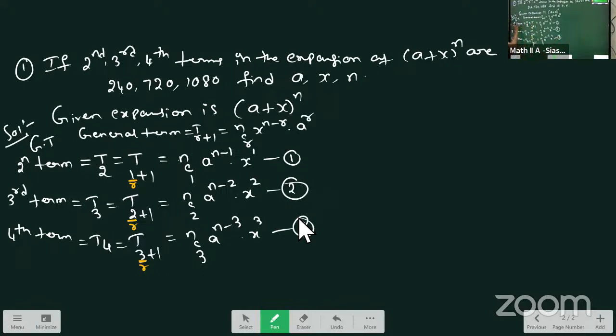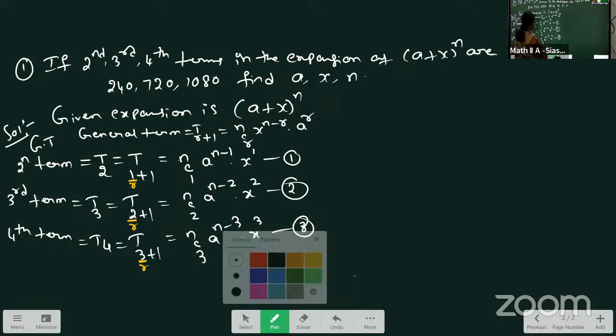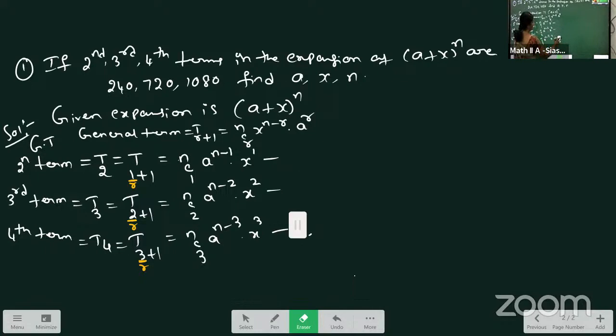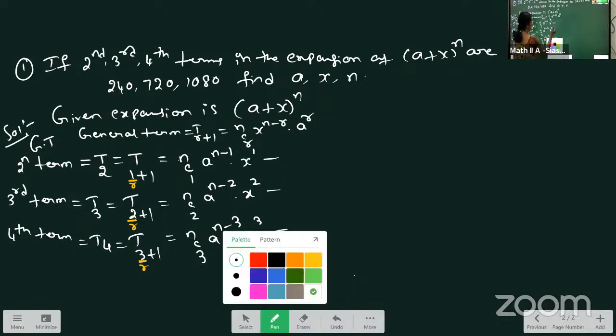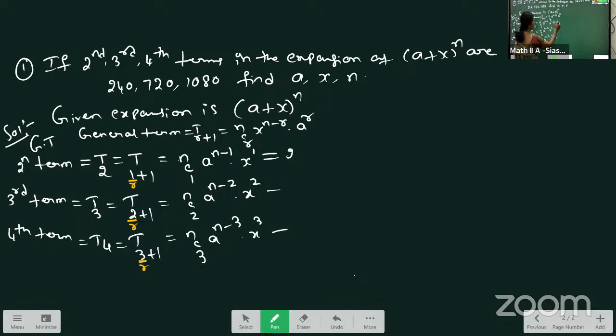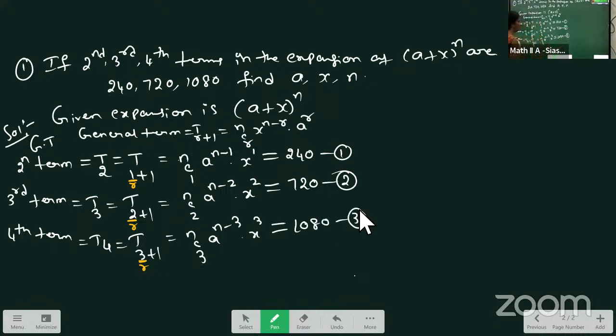This is the given data. Second term, third term, fourth term are given. So now, second term value, how much is given? 240. So here itself, what we have to do? Directly, before giving this equation, substitute the value. Second term is given as 240. Now take this as equation 1. Third term is given as 720. Take it as equation 2. Fourth term is given as 1080. Take it as equation 3. By using these three equations, we have to find the a, x, n values.